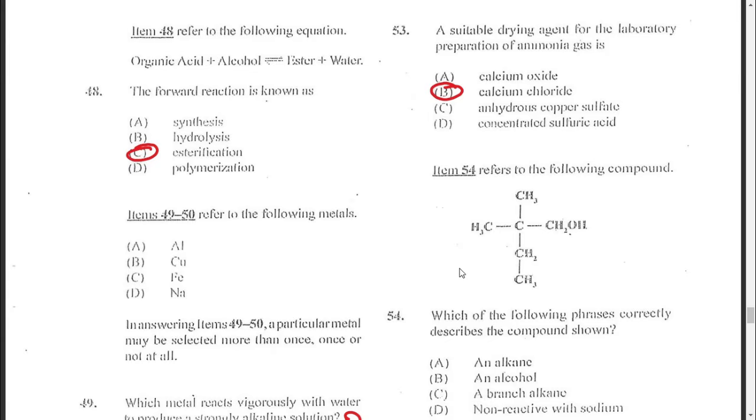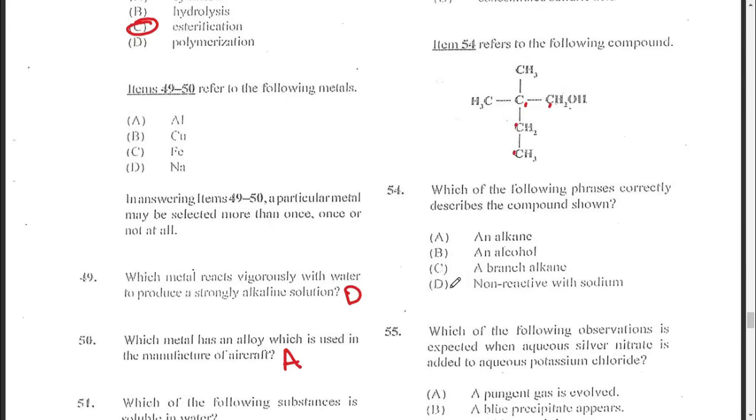So we start counting from here. It'd be 1, 2, 3, 4. So this is butanol, and we have some attachments. So this is 1, 2. So it's 2,2-dimethyl, because the attachment is methyl. They are methyl groups. So it's 2,2-dimethylbutan-1-ol, to indicate which position the OH group is. 54. Which of the following phrases correctly describe the compound? It's an alcohol.